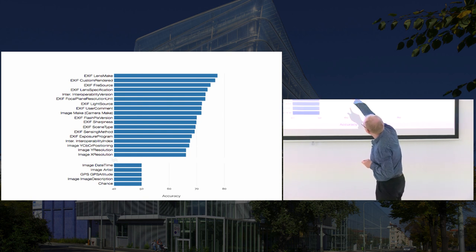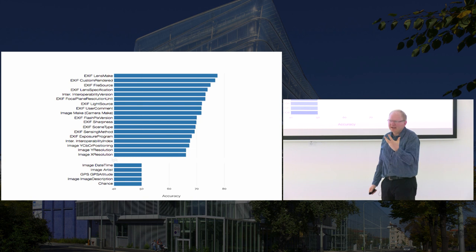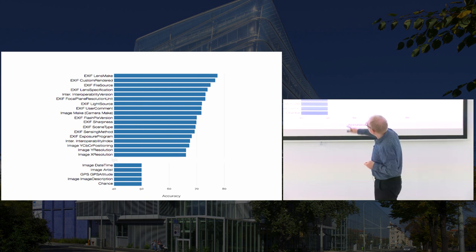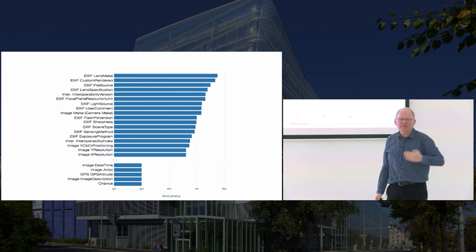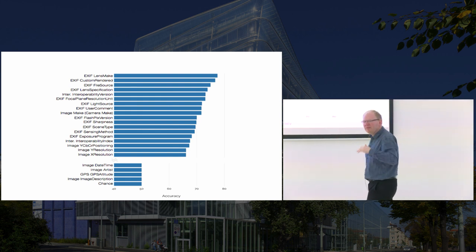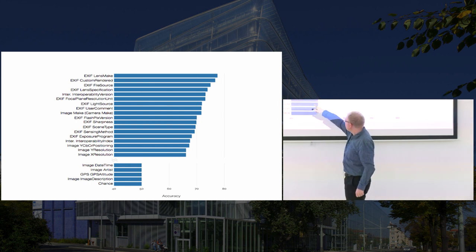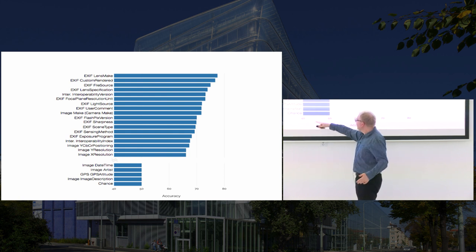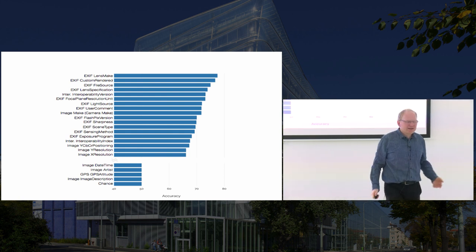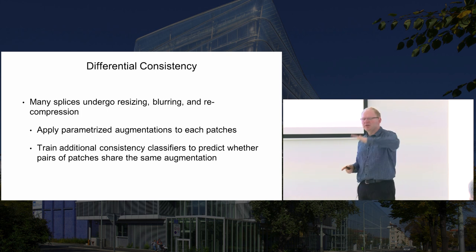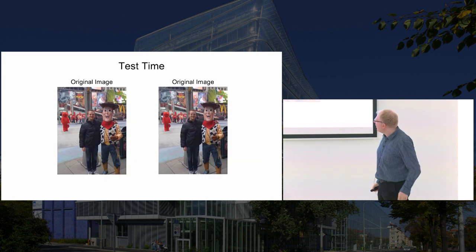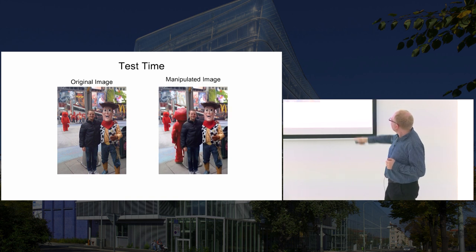You can see that the lens make is one of the top performing ones, basically who produced the lens. Then custom render is basically some Apple iPhone thing; it basically says iPhone. Then you have a bunch of various things that code for different processing done by different cameras, things that different cameras do differently. Whereas things like image date and time or GPS coordinates are basically at chance level, as you would expect. Then we combine them all together. We also have some other consistencies, like blurring and re-JPEGing, et cetera.